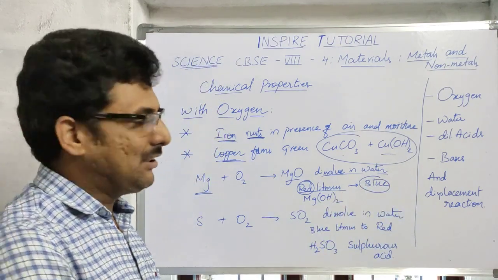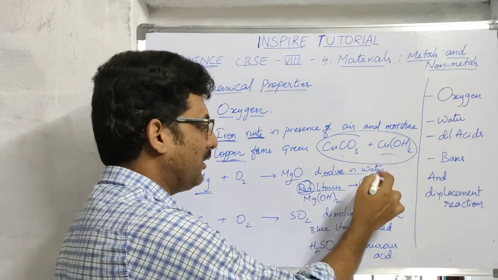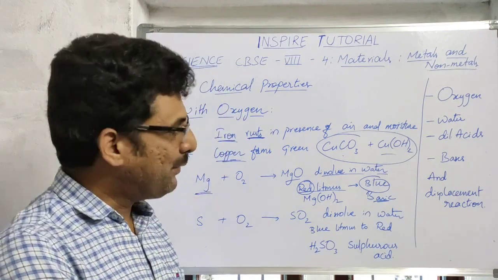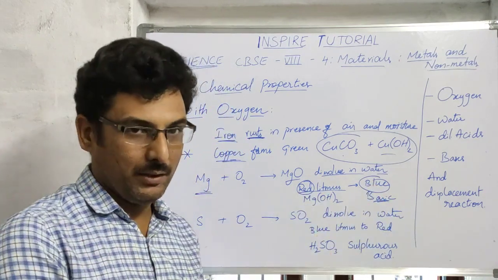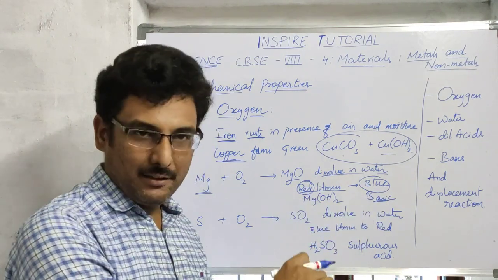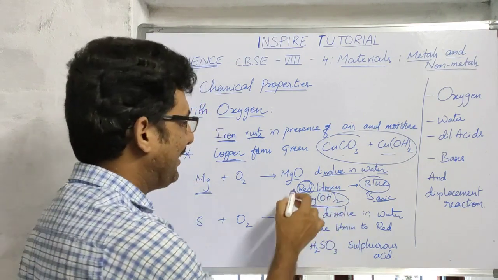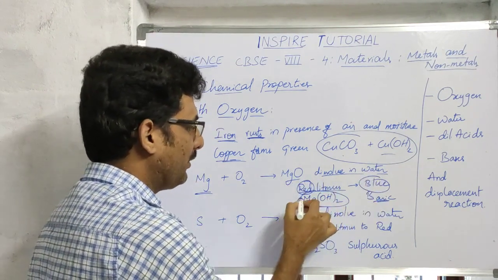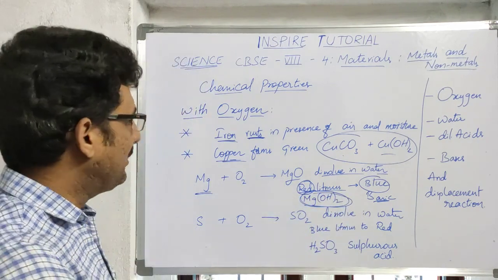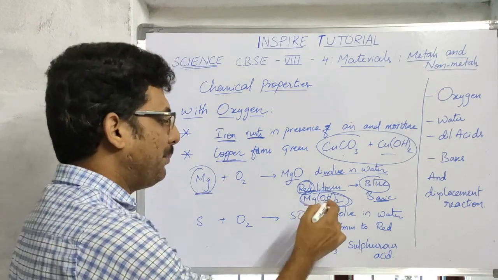So what does it indicate? The substance which is obtained by dissolving magnesium oxide in water will be basic in nature. So that's why the red litmus changes to blue color. Now what is that substance which changes the red litmus to blue? That is nothing but magnesium hydroxide. When magnesium oxide dissolves in water, you will get magnesium hydroxide, which is a base. That means metals will form basic substances, or they will form bases.